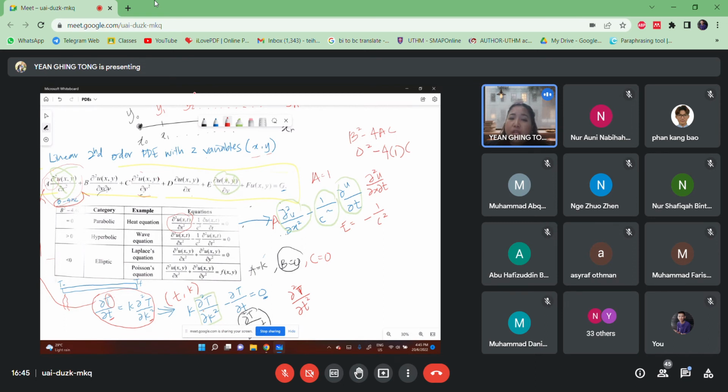So it should be something like the second partial of U with respect to T. It has to be like this, but it's not there. So that means here is 0. So that means this is negative 4 times 1 times zero, that means 0. That's why this is equal to 0 and this is parabolic. Okay. And let's say I give you another one, we will go and check this one.